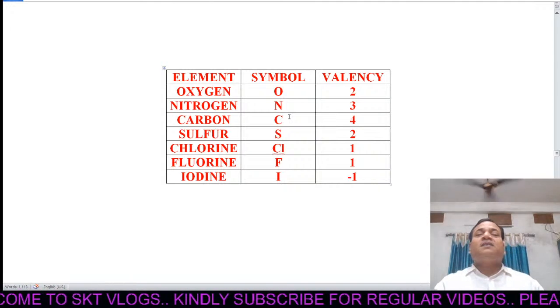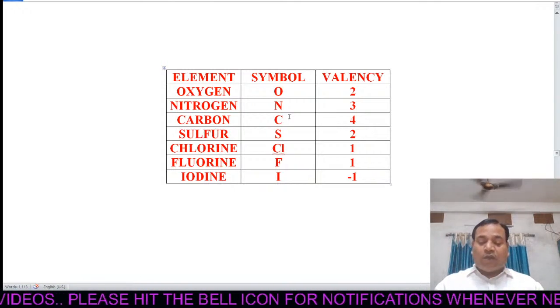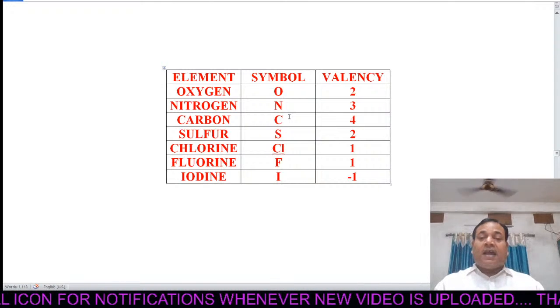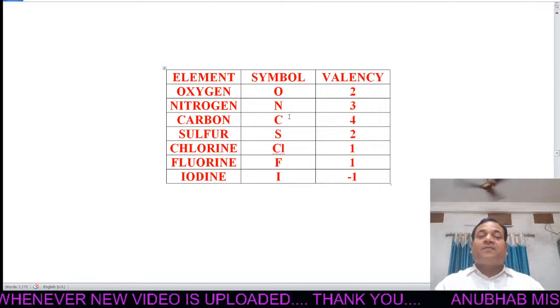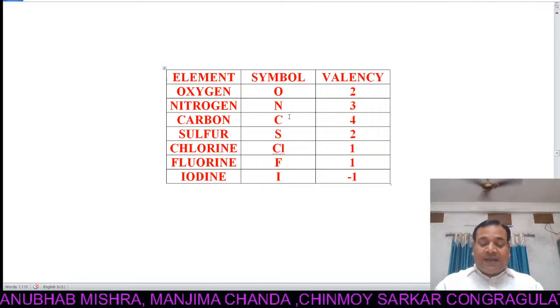Fluorine, symbol F, and its valency is 1. Clear? And lastly, what is iodine? Iodine, symbol I, and its valency is -1.